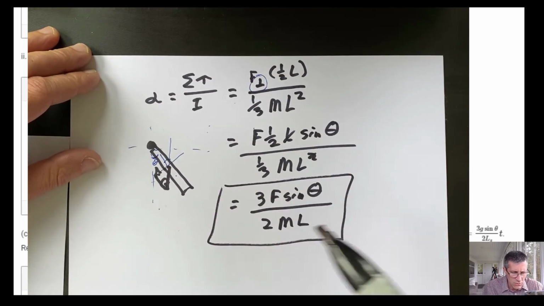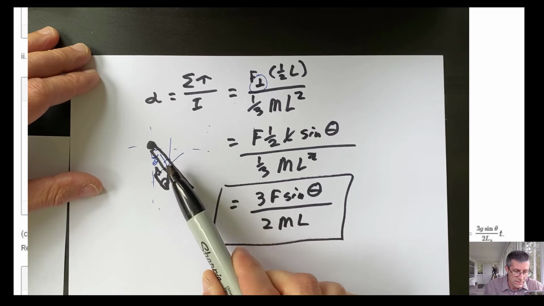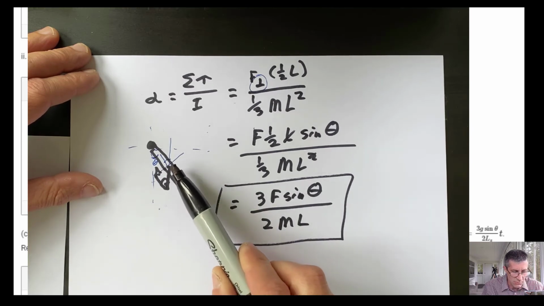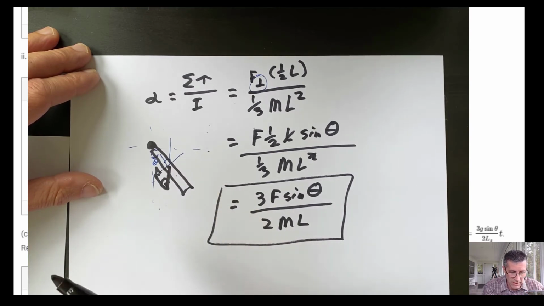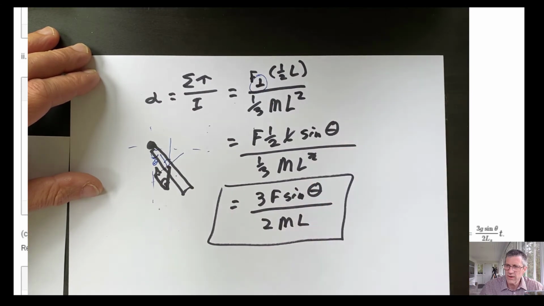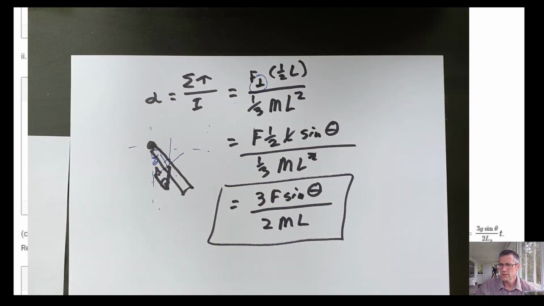So a couple of important things here. One, I have to use the center of mass as my axis of rotation, but I have to use the center of mass as the point at which the forces are being applied. So I'll use 1/2 L, and I'll have to take into account that fraction that's perpendicular as it changes.